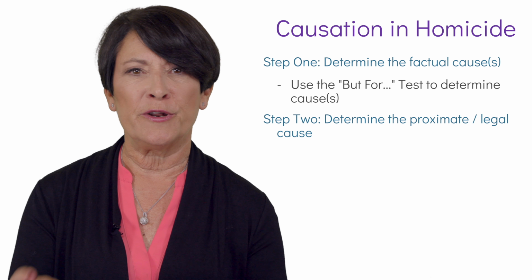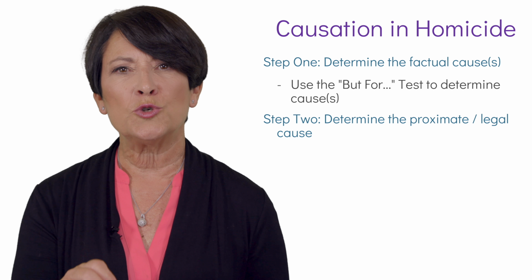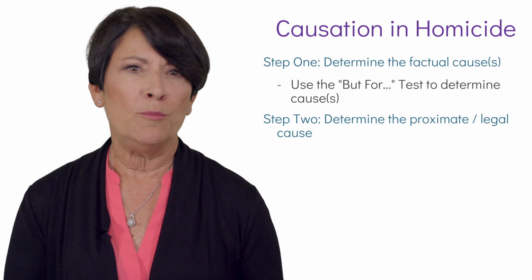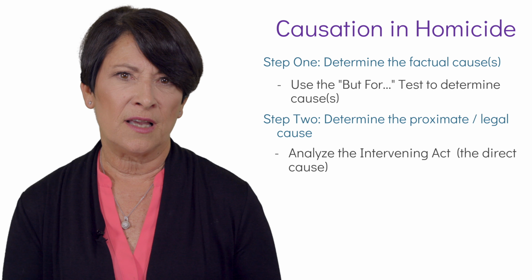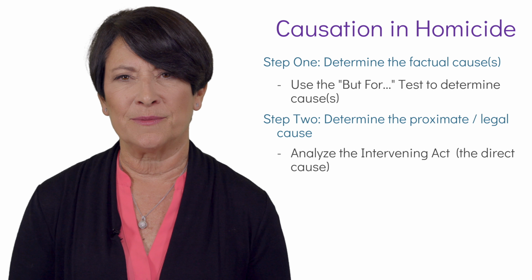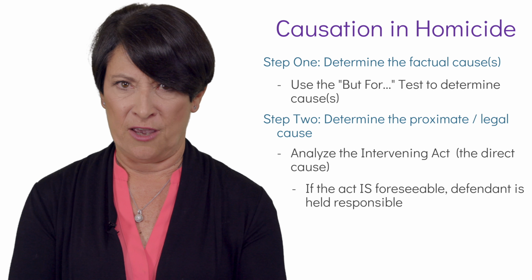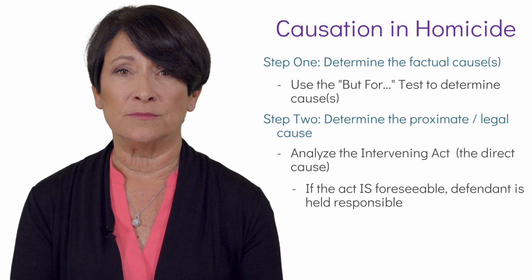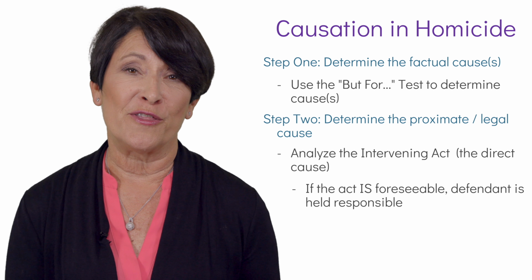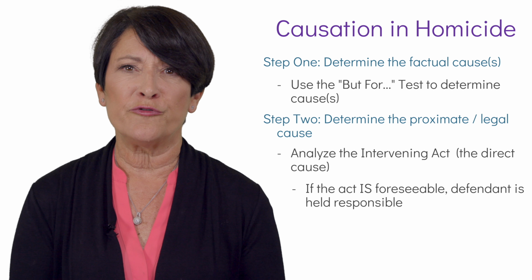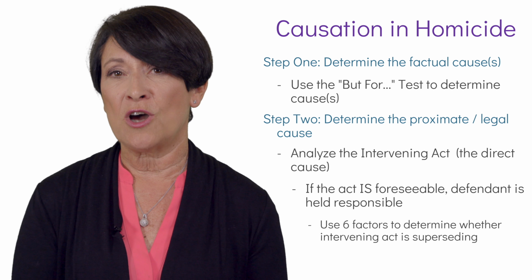That's when we're going to determine from those 2 causes which one should be the proximate cause or the legal cause. When more than one cause exists, analyze the intervening act. That's our direct cause, to see if it's reasonably foreseeable. If it is reasonably foreseeable, defendant should be on the hook. Defendant should be responsible. What will cut the chain of causation for our purposes are the 6 we talked about.